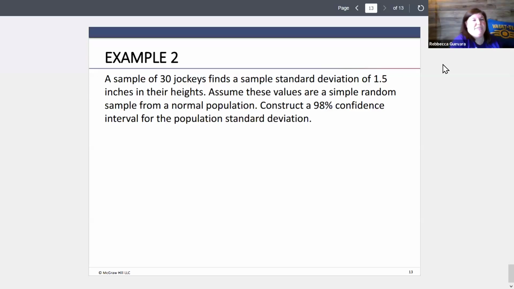All right, so just one more example. A sample of 30 jockeys, so n is 30, finds a sample standard deviation, so s is going to be 1.5 inches in their height. So jockeys ride horses, so they usually stay pretty centralized in their distribution of heights is what this is saying. Assume these values are a simple random sample from a normal population. We want to construct a 98% confidence interval for the population standard deviation.